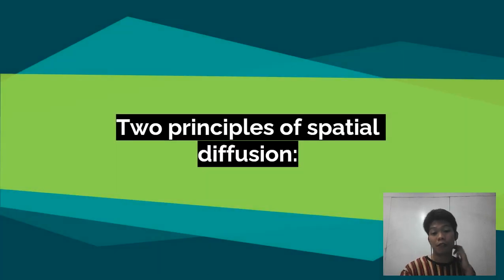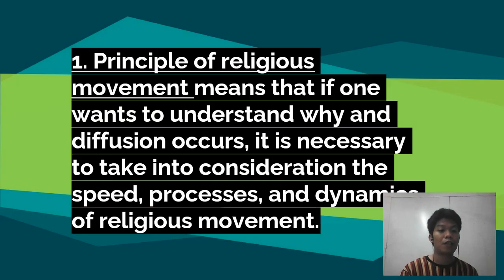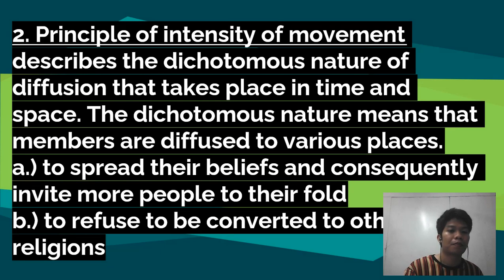Okay, two principles of spatial diffusion. First is the principle of religious movement, which means that if one wants to understand why a diffusion occurs, it is necessary to take into consideration the speed, processes, and dynamics of religious movement, which means that we need to consider how fast, what's the method, and the characteristic of diffusion.